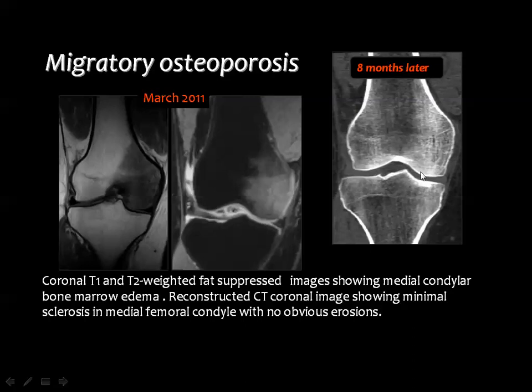And this patient with migratory osteoporosis first presented with a lesion in the knee joint, low signal in the T1 and high signal in the STIR, and this is the CT scan of the same patient 8 months later. You cannot appreciate any lesion. And in the region of the condyle, you see normal bone trabeculae with no evidence of osteoporosis.